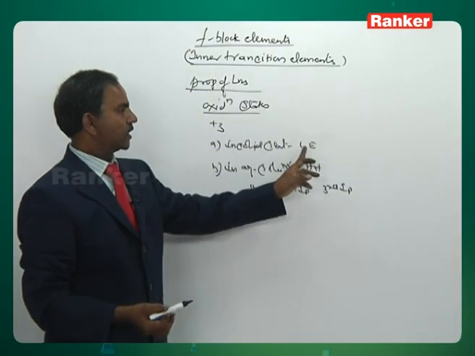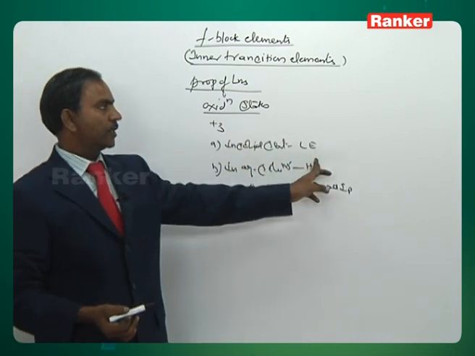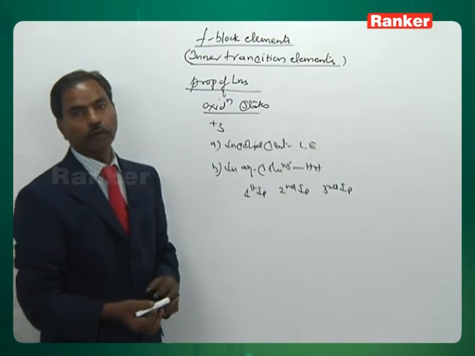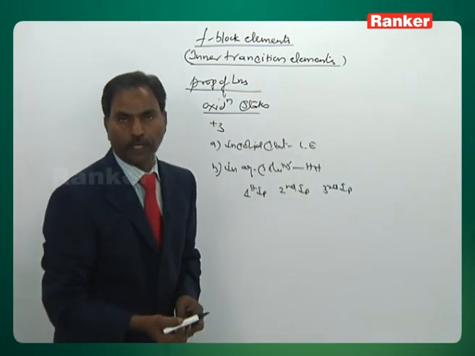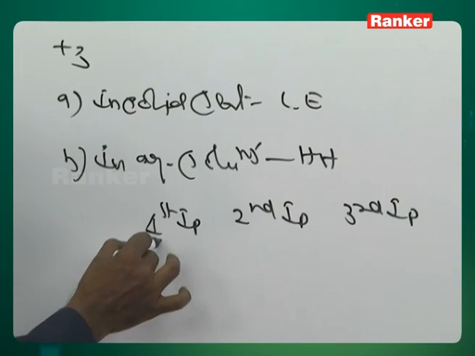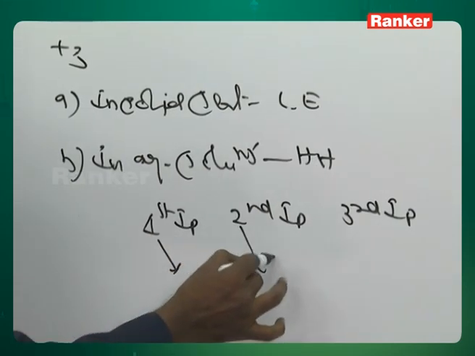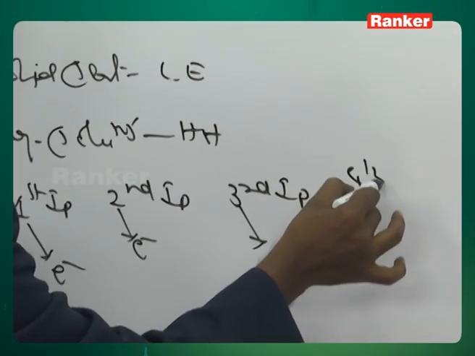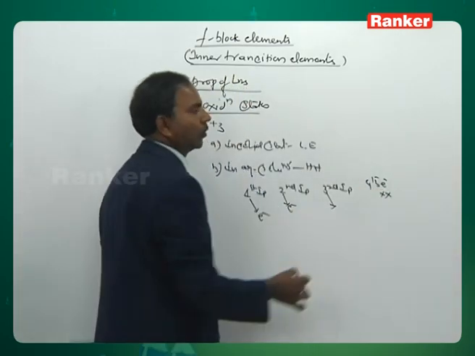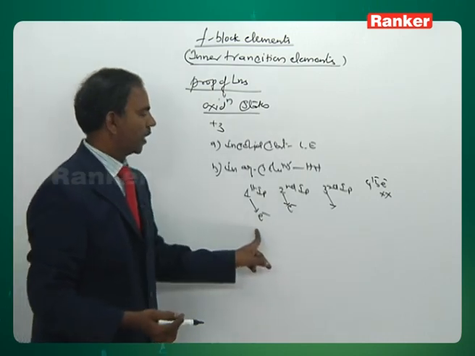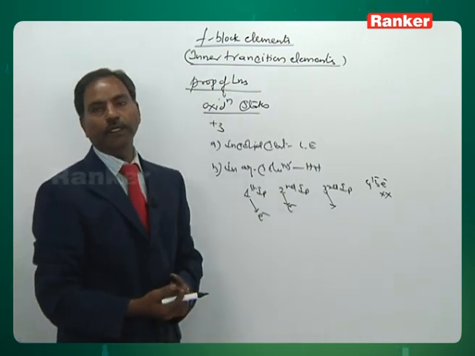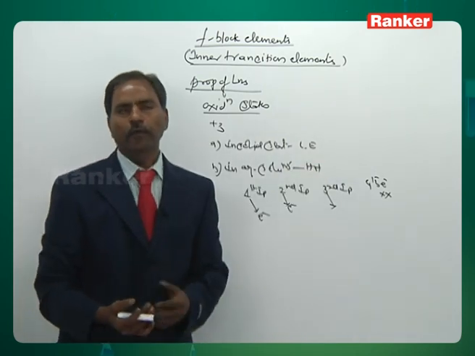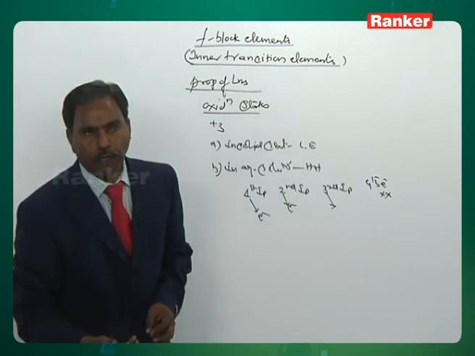So the lattice energies in the solid state, and in aqueous solution the heat of hydration, these two energy values compensate for the first 3 IP values. Therefore, they easily lose the first electron, the second electron and the third electron, but it is difficult to lose the fourth electron. Therefore, they commonly exhibit what? The +3 oxidation state.